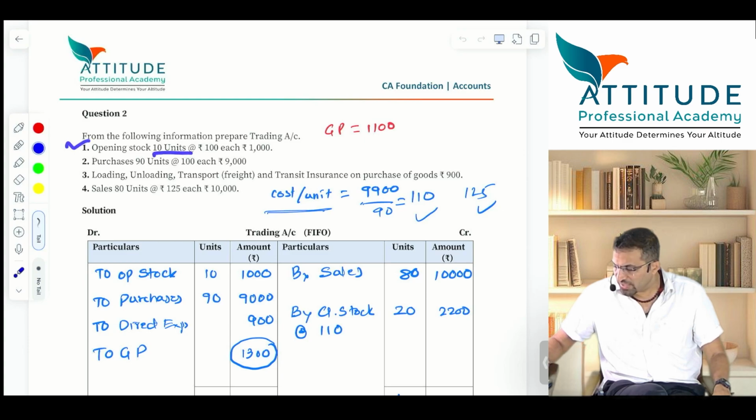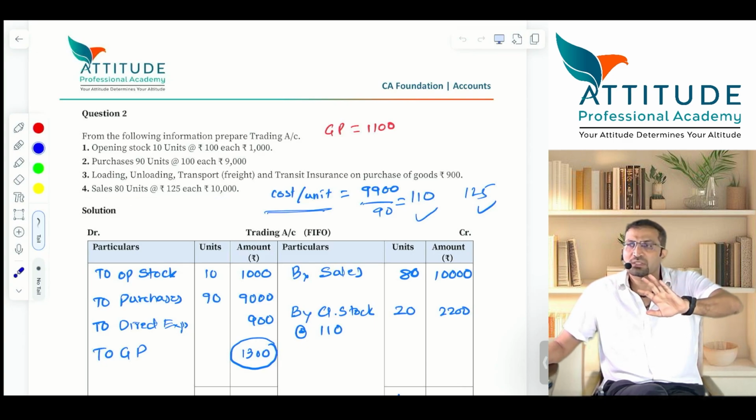Opening stock 10 units at the rate of 100 each, 1000. Purchases 90 units at the rate of 100 each, 9000. Loading, unloading, transport, freight and transit insurance for purchase of goods, rupees how much? 900. Sales is 80 units at 125 each.